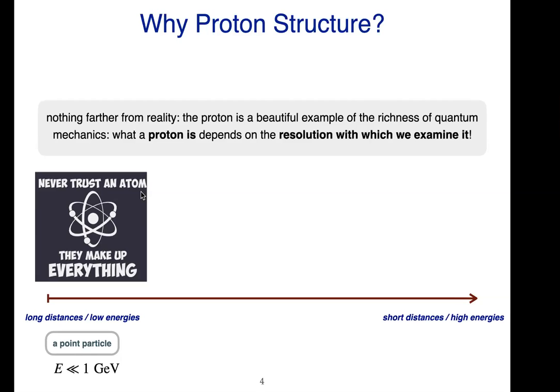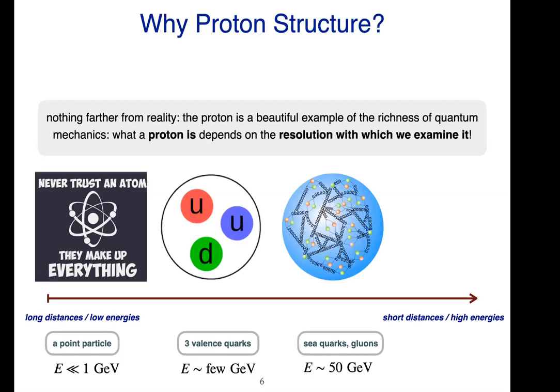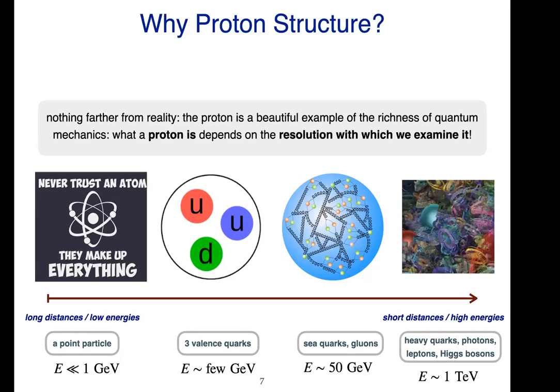However, once you start to dig a bit deeper, for example, if you use probes with an energy of a few GeV, you discover that the proton is not elementary. Actually, it's a composite object, which is composed of two valence up quarks and one valence down quark. If you keep increasing the energy of your probe, so if you reduce the resolution scale, you start to find a richer structure. You find the gluons, you find sea quarks. And then if you go to higher and higher energies, you discover a plethora of phenomena.